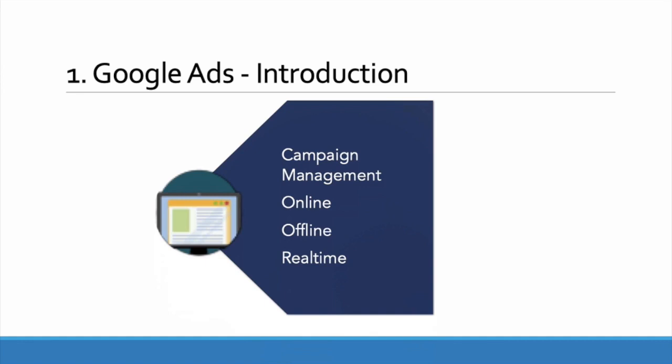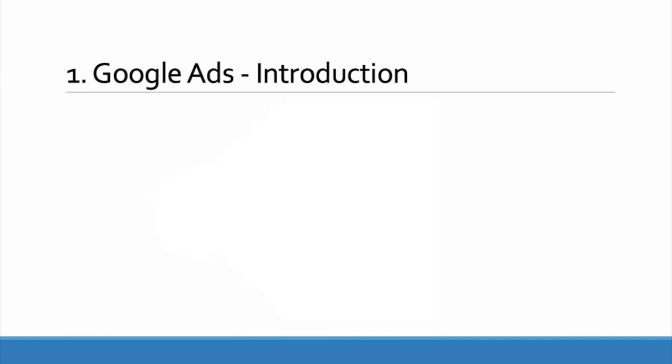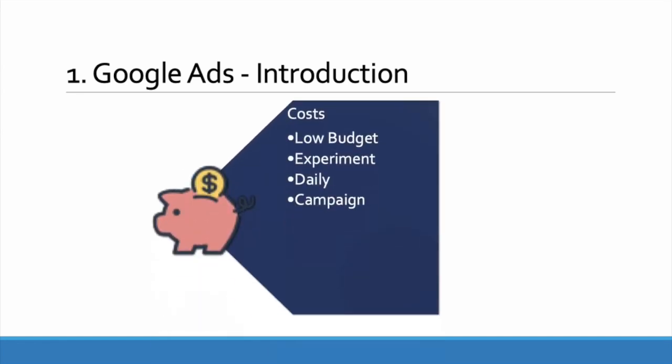Campaign management. You can do real-time online as well as offline campaign management. Costs. The comparative cost of doing Google Ads is pretty low compared to offline advertising, and you can start with an experimental budget. You can also set up daily or campaign-level budgets.